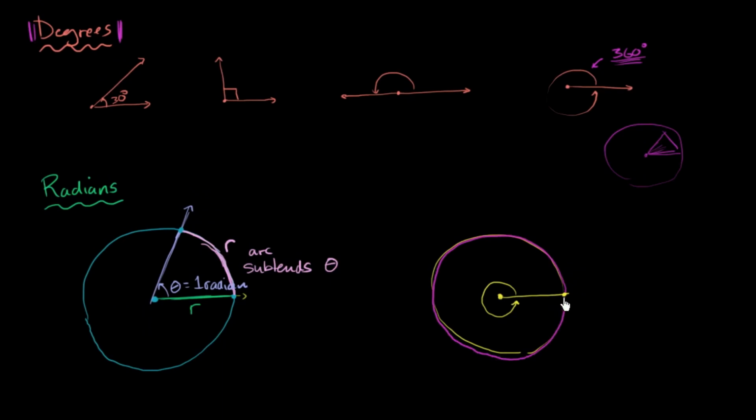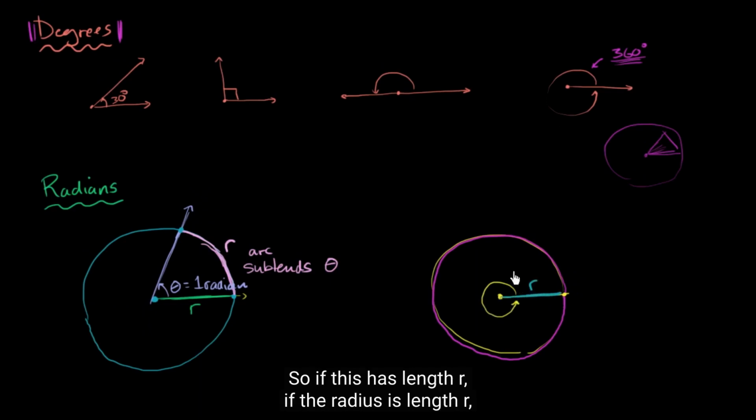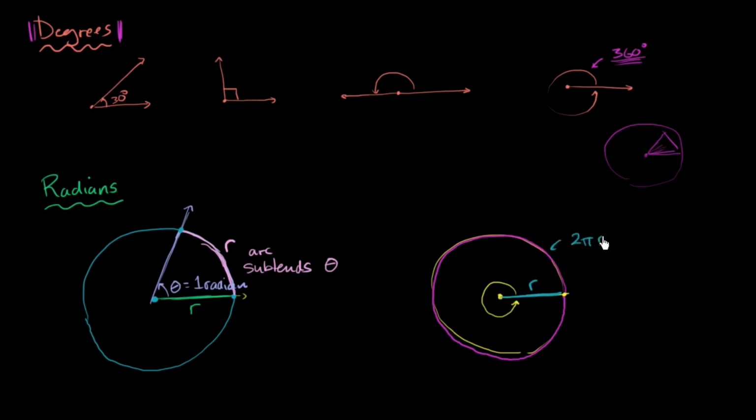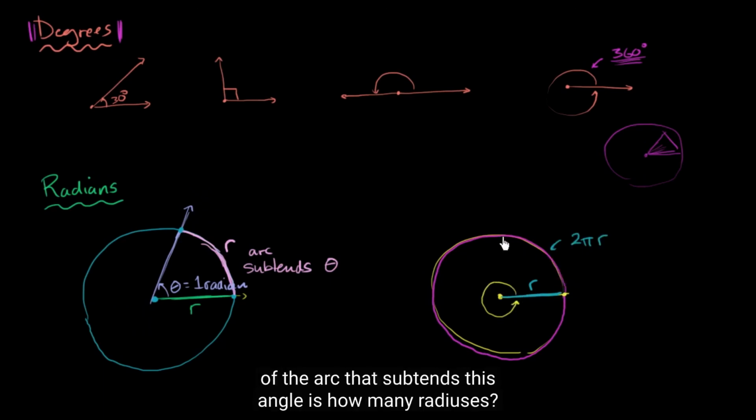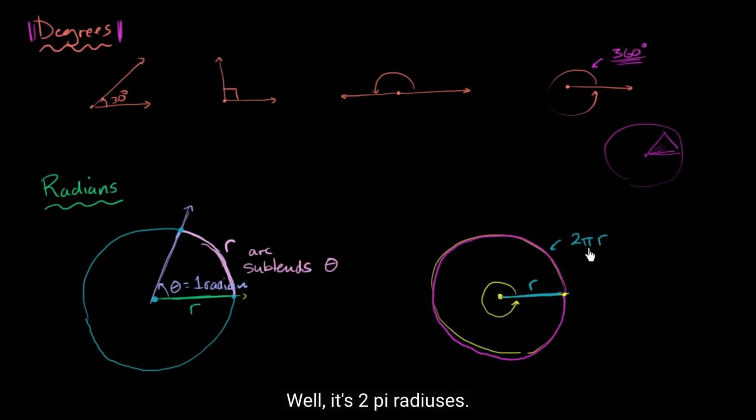Of this circle. Well, what's the circumference of a circle in terms of radiuses? So if the radius is length r, what's the circumference of the circle in terms of r? Well, we know that's going to be 2 pi r. So going back to this angle, what's the length of the arc that subtends this angle, in how many radiuses? Well, it's 2 pi radiuses. It's 2 pi times r.